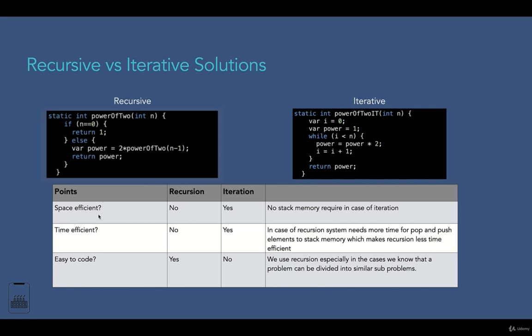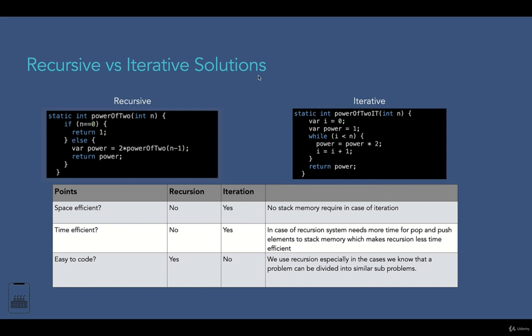Now the first point is space efficiency. You see that recursion is not space efficient because in each call we have to add these methods to the stack. So if the number of calls is n, it will take n space complexity in memory. That's why it's not space efficient.